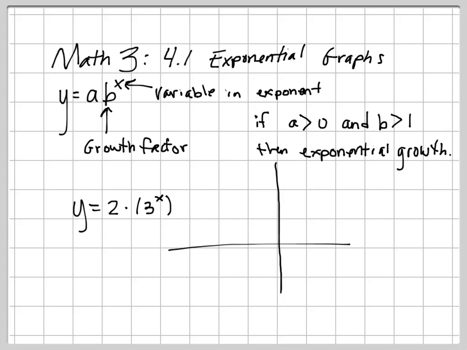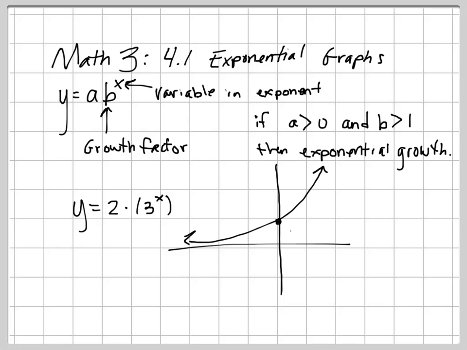Exponential growth happens to look like this. Population growth, bacteria growth, all that stuff. That's what you're going to have. That's the basic shape. And the parent graph for these, there's not just one parent graph.